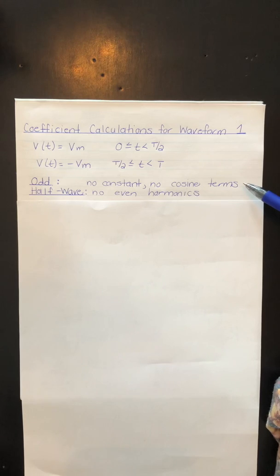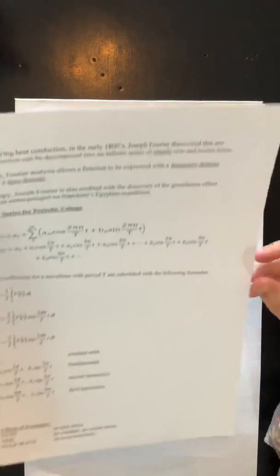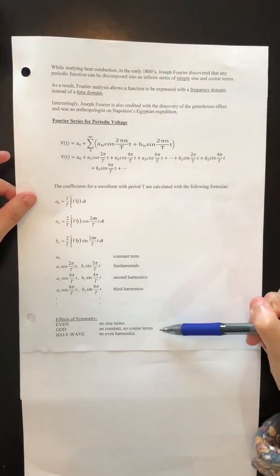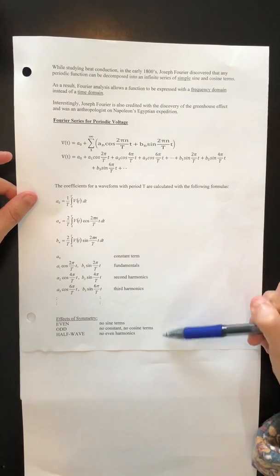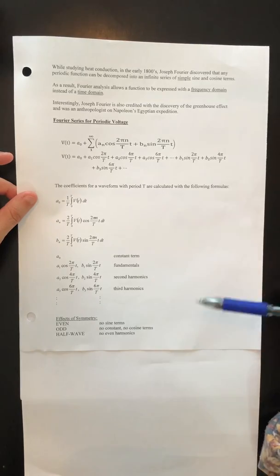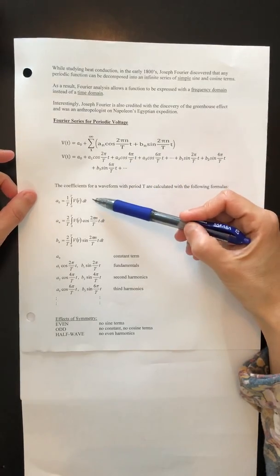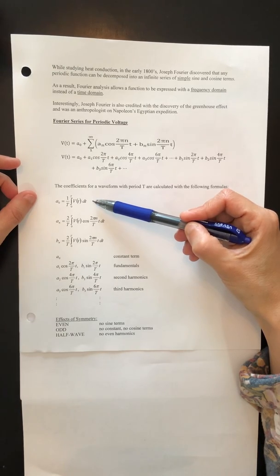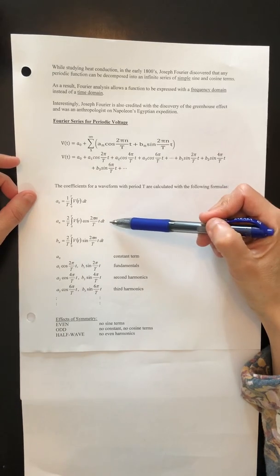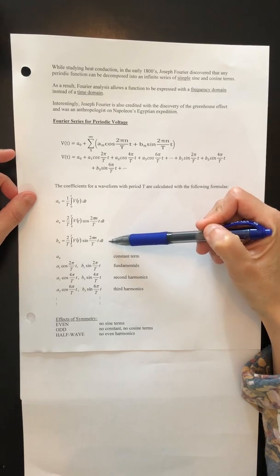The waveform is odd, which means there is no constant term and there is no cosine term. Those cheats, by the way, were listed at the bottom of the handout from last day. If there's no constant term, we will not use this formula. If there's no cosine term, we will not use this formula. So the Bn formula is the only one we need to use here.